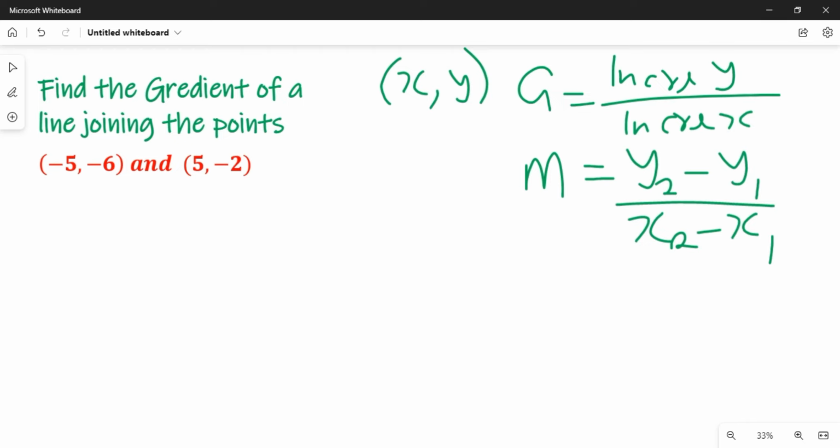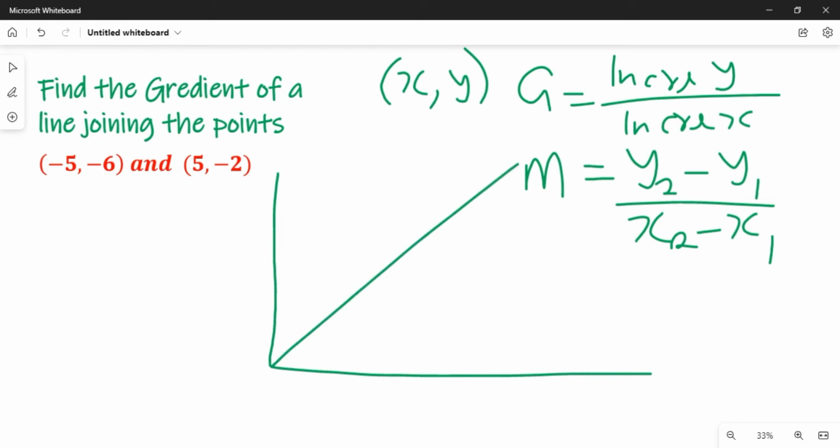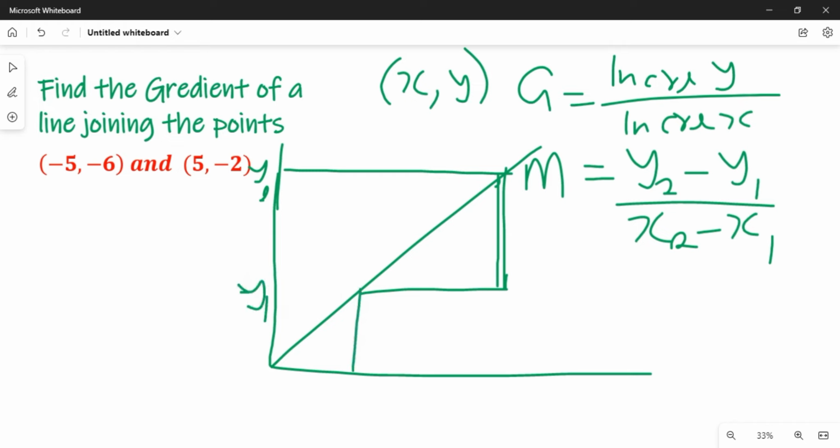Now, given these values, let's assume we have a straight line graph. We'll have a point on this straight line graph and another point on this straight line graph. If we take the gradient of this line graph, we're going to find out that this point corresponds to y2, and this other point corresponds to y1, while this point corresponds to x1, and this point corresponds to x2.